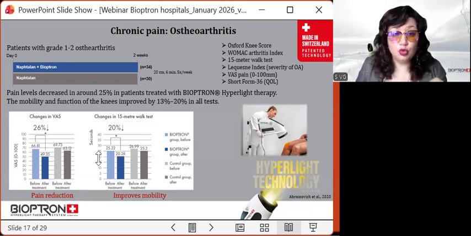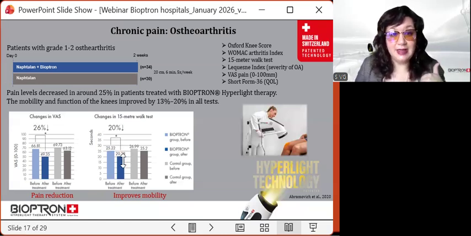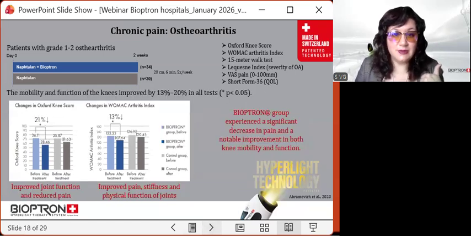This is the time to walk 15 meters. Since they have less pain and more mobility, they decreased by 20% the time to walk these 15 meters. And also, as you can see here, there is a decrease in these Oxford and WOMAC scores, which measure the quality of life. It was an improvement in the joint function with reduction of pain and stiffness. So Bioptron has a very positive global effect in osteoarthritis and in the mobility and quality of life of these patients.